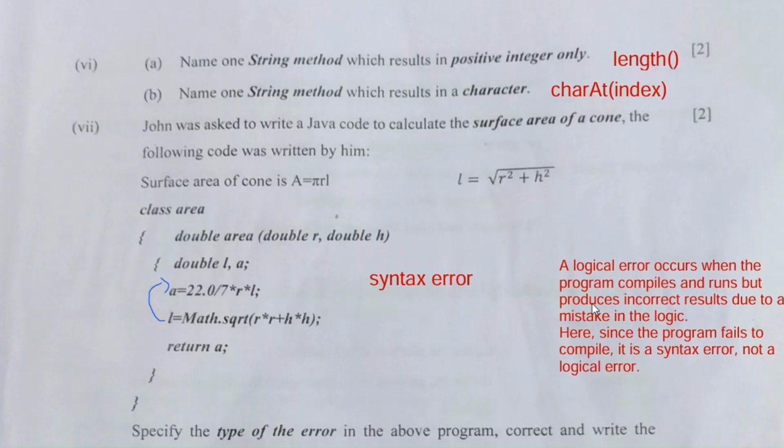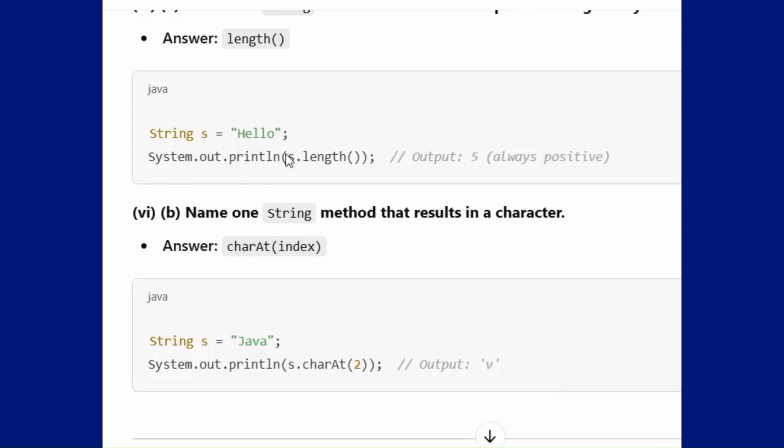For example, this is s.length. S.length means the number of characters in the string, that is 1, 2, 3, 4, 5. So output is 5. This is an integer, positive integer. Length is always a positive integer.